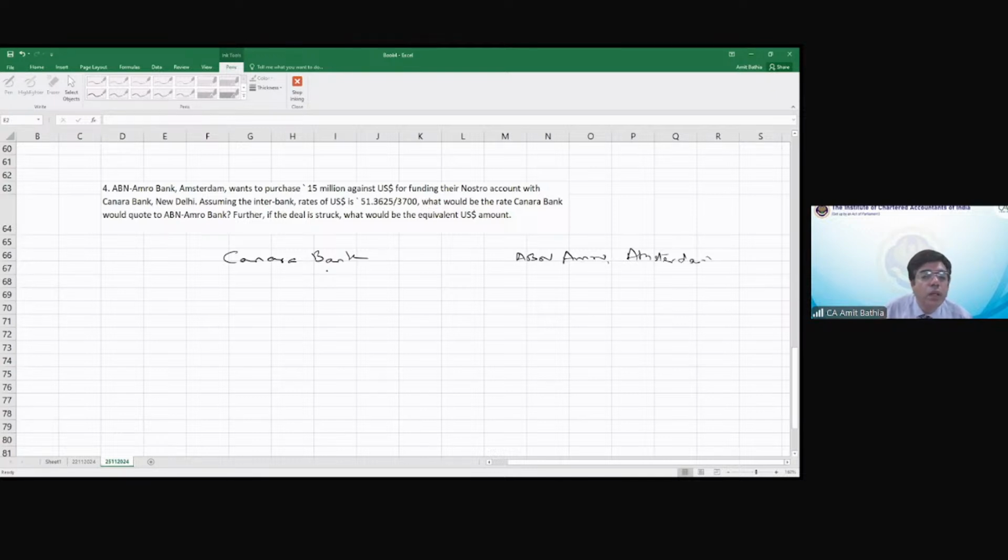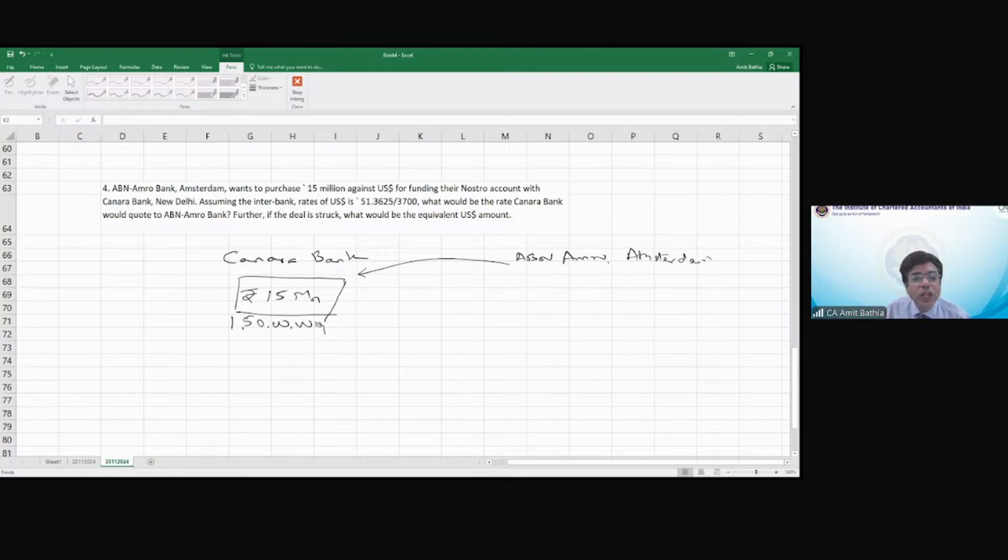Amsterdam. So we have Canara Bank and ABN AMRO Amsterdam Bank. Now, what do you mean by they want to essentially fund their nostro account? They have opened an account with Canara Bank, and in this account, they want to keep some money. How much? Rupees 15 million, which is 1 crore 50 lakhs. That is what they intend to fund in their account.